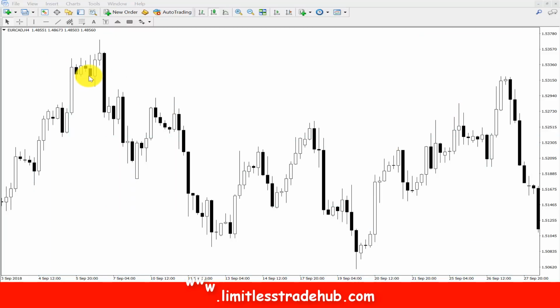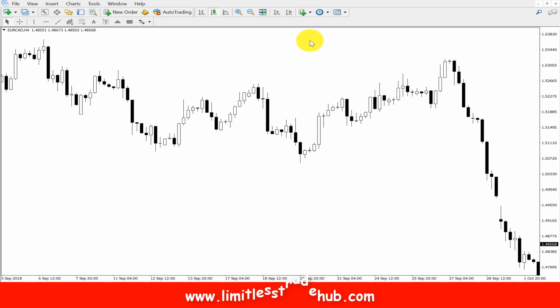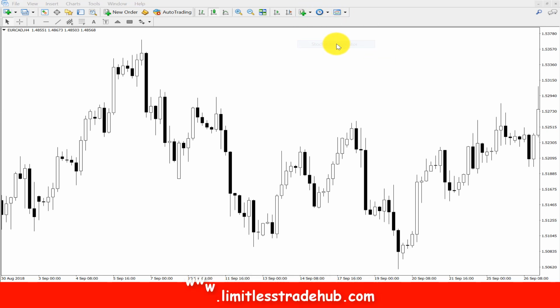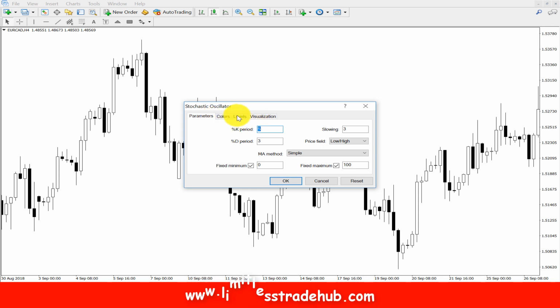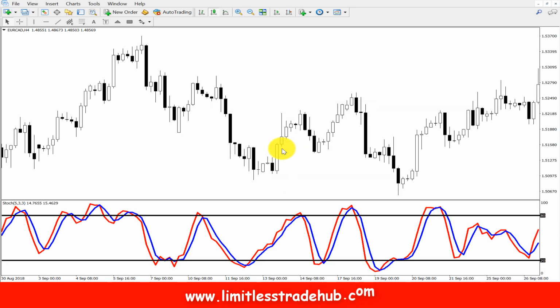This is the Euro CAD chart, Euro against Canadian dollar, and the time frame is 4 hour. We need to set up one indicator, that is the stochastic oscillator. The level is by default 20 and 80. I'm just changing the colors of the main signal. So this is in my chart blue and white.